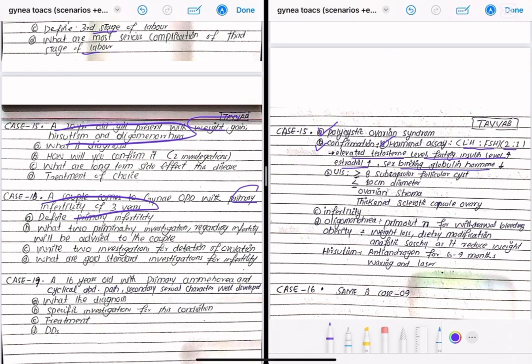Now how else will you confirm it? It is confirmed through ultrasound, which shows greater than or equal to 8 subcapsular follicular cysts, each less than 10 millimeter in diameter, with ovarian stroma and a thickened sclerotic capsule of the ovary. Now what are the long-term side effects of this disease? These are infertility. And what is the treatment of choice?